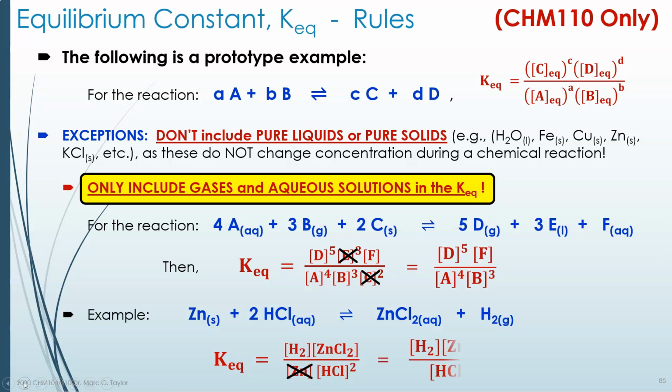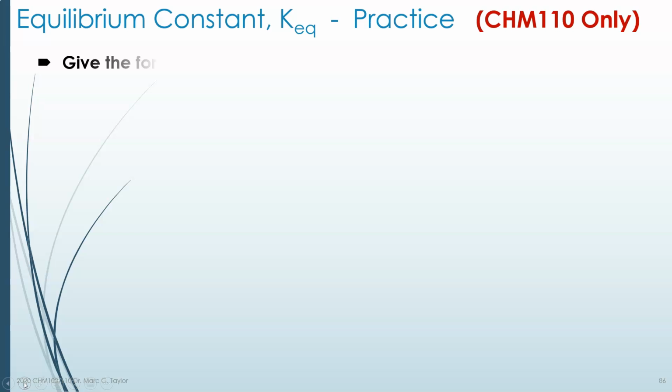But then we notice, of course, that zinc is a pure solid. We cross that out, and we have our final equation that the KEQ is equal to the concentration of hydrogen at equilibrium times the concentration of zinc chloride aqueous at equilibrium divided by the concentration of hydrochloric acid squared. That's the concentration at equilibrium.